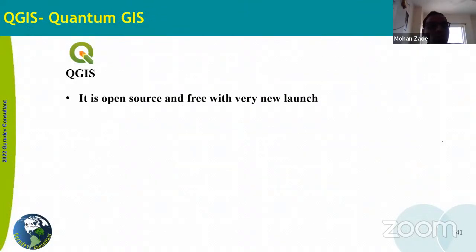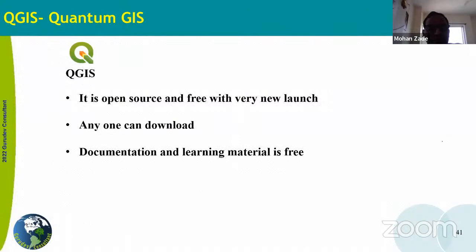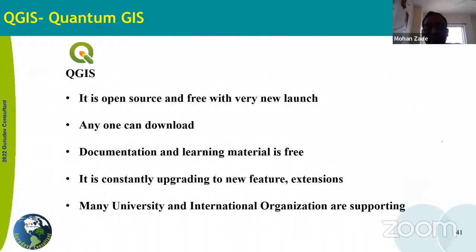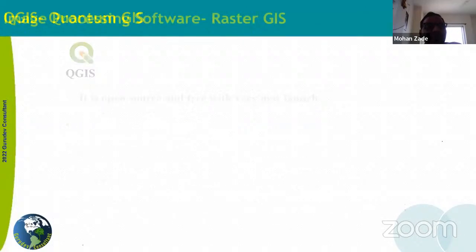Recently, the most popular open GIS software is QGIS, Quantum GIS. It is open source and free. Anyone can download it. Documentation and learning material are free. It is constantly upgrading with new features and extensions. Many universities and international organizations are supporting it. Due to this, the popularity of GIS is again increasing rapidly. Now everyone is using GIS, or they have to use GIS in their work or in their daily life.